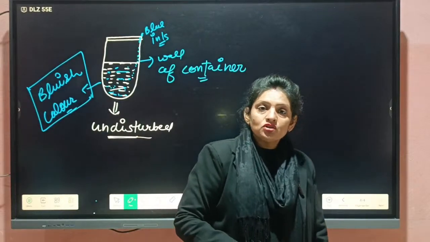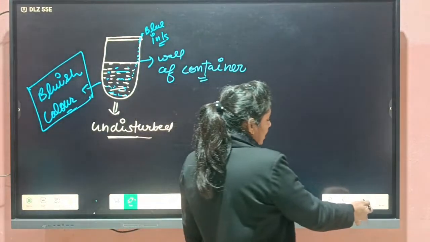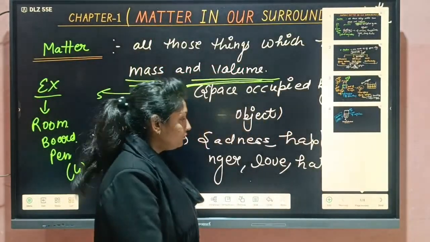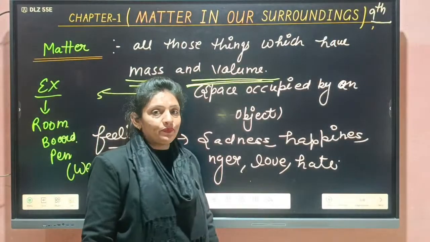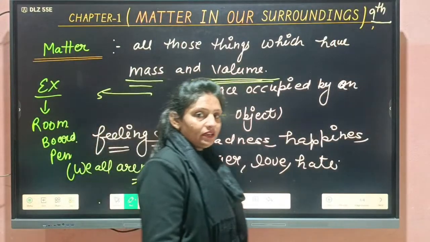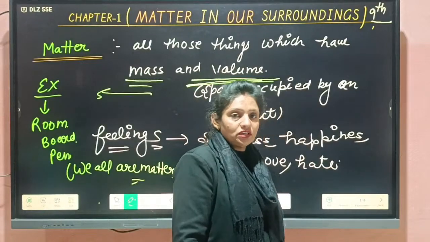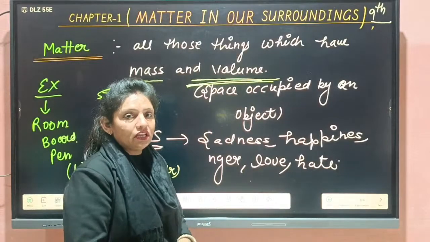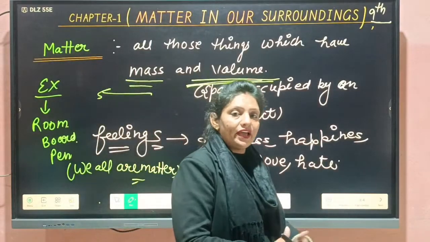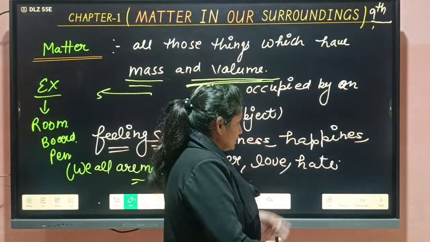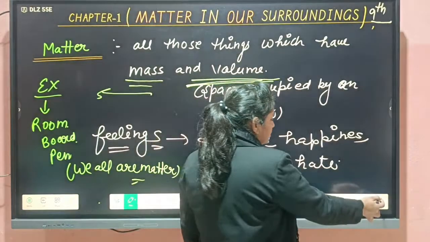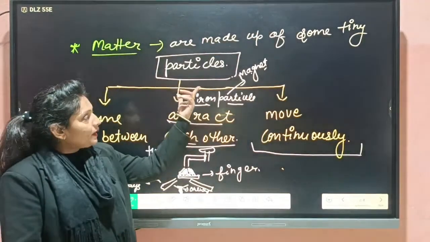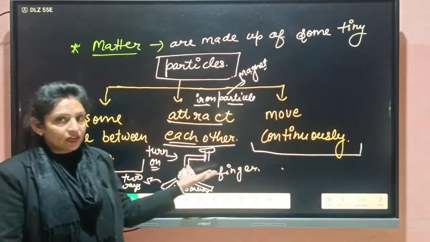Okay students, so today we have discussed matter. What is matter? Matter is all those things which have mass and volume. Okay, all things in our surroundings are matter, except our feelings. Our feelings are not matter because they do not have mass and they do not have volume. Then students, matter is made up of small particles, and these particles have some characteristics.